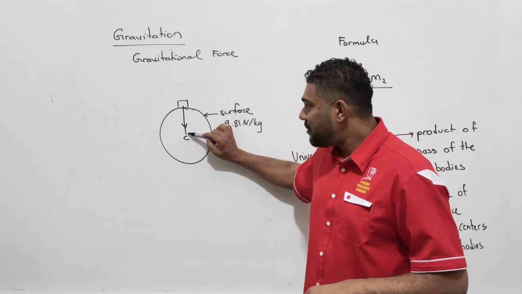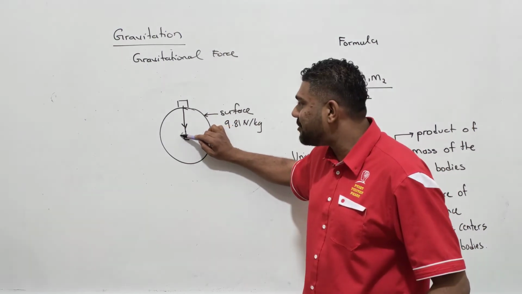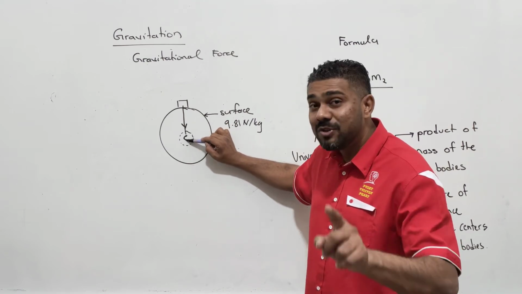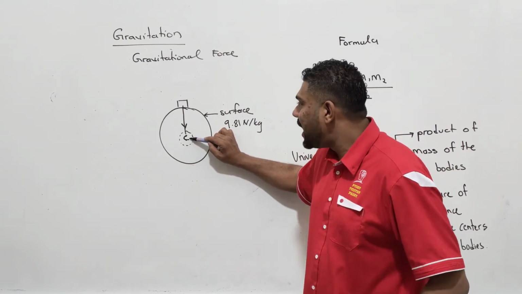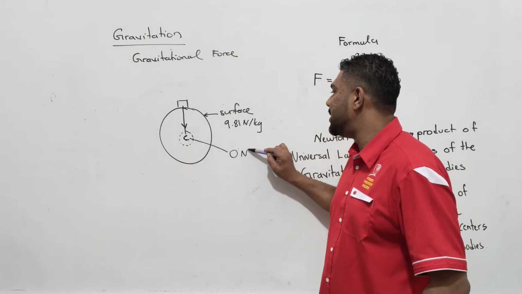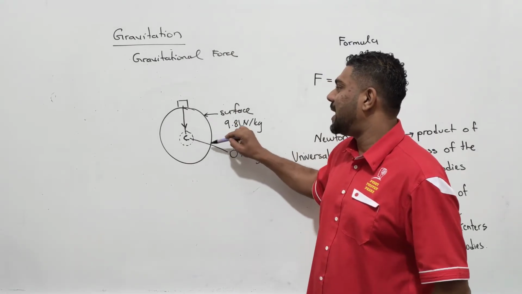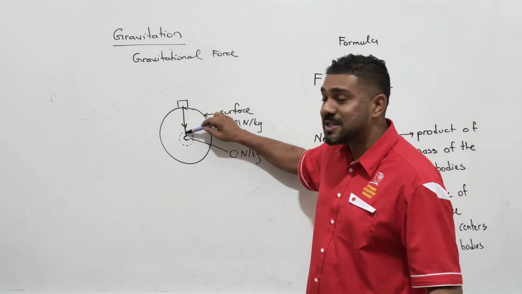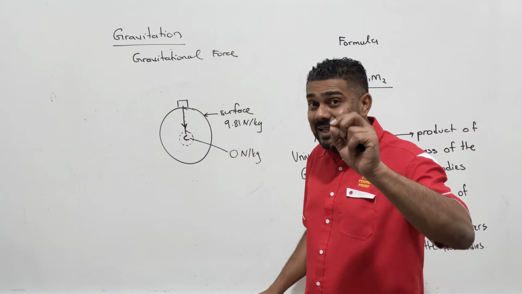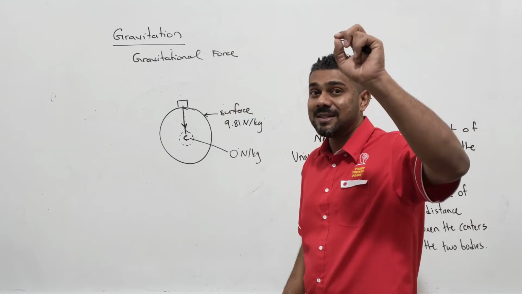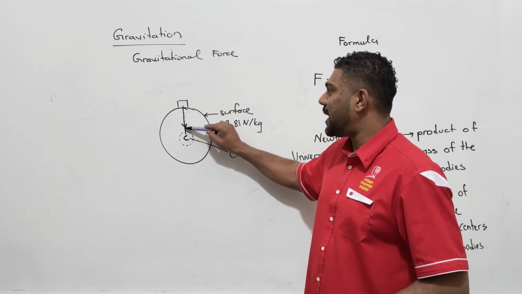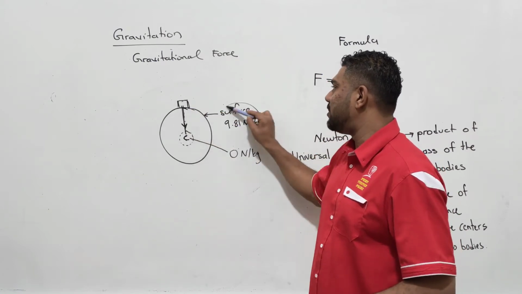Now, if I'm asking you, what is the gravity at the center? What is the gravity if you are at the center? At the center, the gravity is 0 newtons per kilogram. And as you move higher and higher, as you move away from planet Earth, the gravity increases, becomes higher and higher. This is a note that I want you to understand. So, if you look at this point here, the gravity will be 9.81.